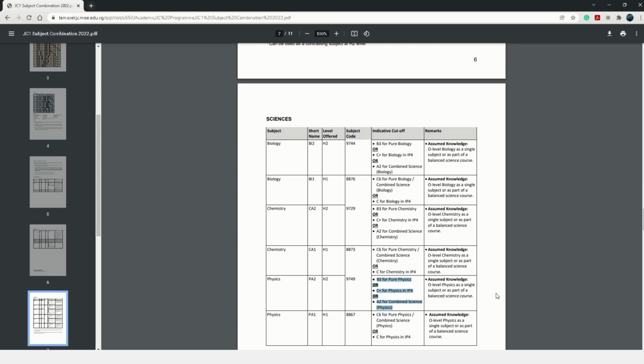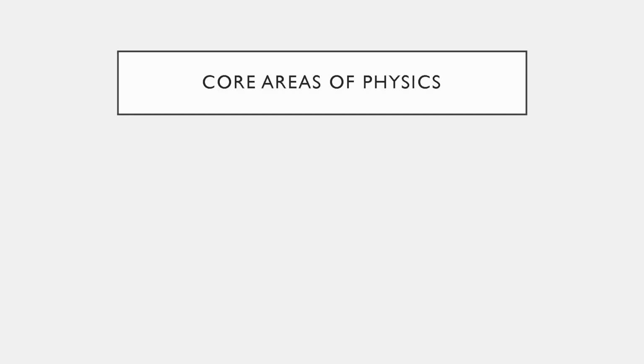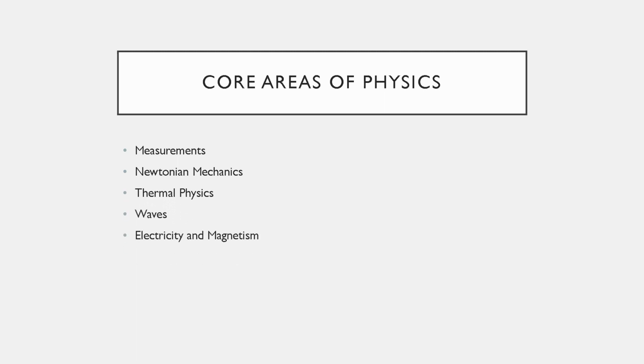Compared to any other A-level subject, physics has the most in common. Physics can be classified broadly into 5 aspects: measurements, Newtonian mechanics, thermal physics, waves, and finally electricity and magnetism. At the A-levels, there's a new aspect of physics which we will learn about, known as modern physics. We shall now take a look at the topics from O-level pure physics, as well as both H1 and H2 physics, and see how they compare with one another.